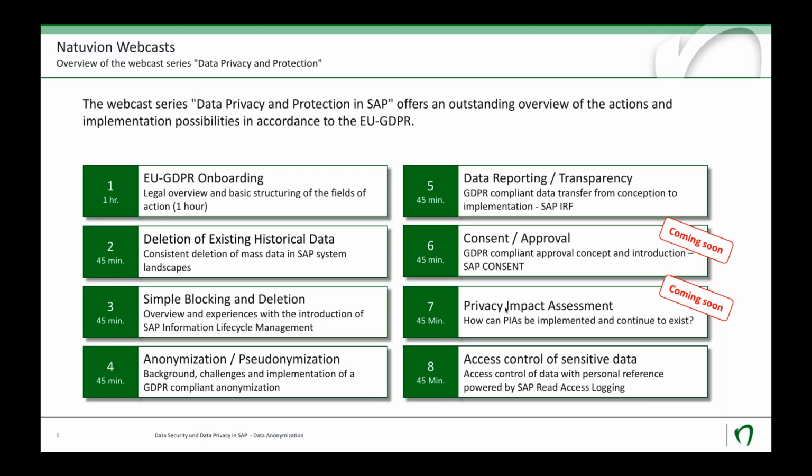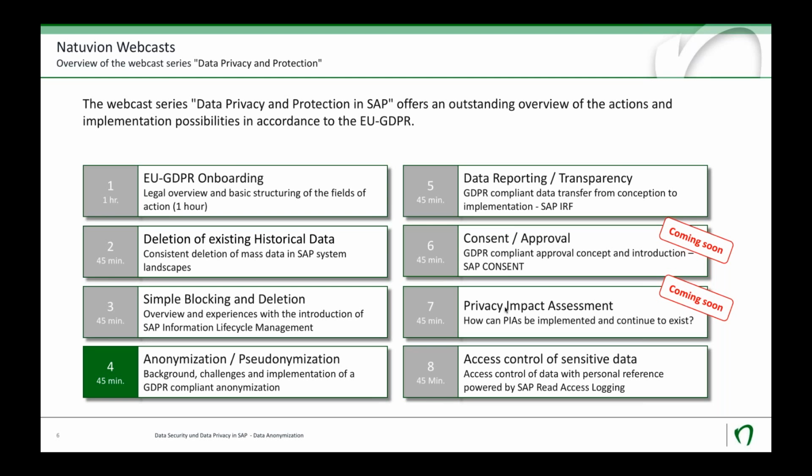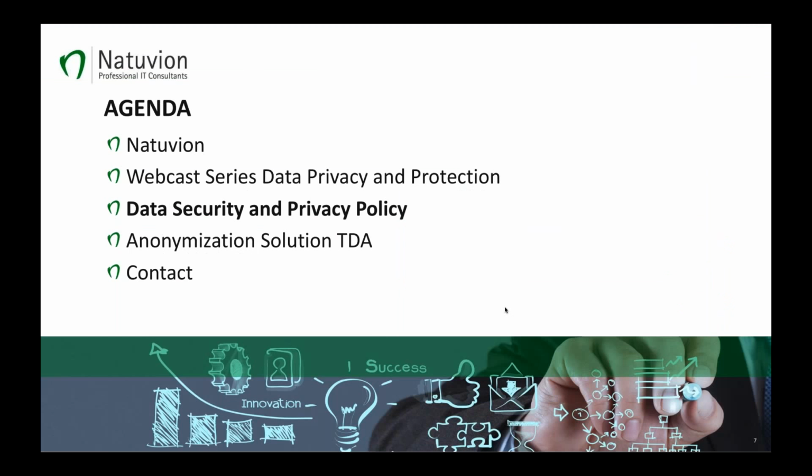Anonymization we have today, and data reporting and transparency is about the individual right with Article 15, so data access and portability, with our live demo of SAP IRF, Information Retrieval Framework. We have the consent and approval, the privacy impact assessment with webcasts 6 and 7, and we have a live demo and an overview of access control of sensitive data, and a live demo with SUB-read access logging. All of these webcasts, except one, have live demos included and a solution part. So it's a rather hands-on webcast series, and we are happy to see you in the other webcasts as well. Coming back to anonymization and pseudonymization, which we're hearing about today.